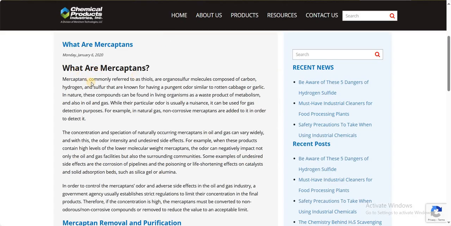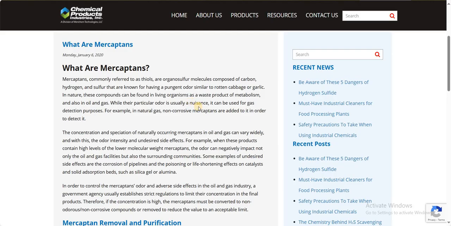Mercaptans, commonly referred to as thiols, are organosulfur molecules composed of carbon, hydrogen, and sulfur that are known for having a pungent odor similar to rotten cabbage and garlic. In nature, this compound can be found in living organisms as a waste product of metabolism and also in oil and gas. It is found in oil and gas.